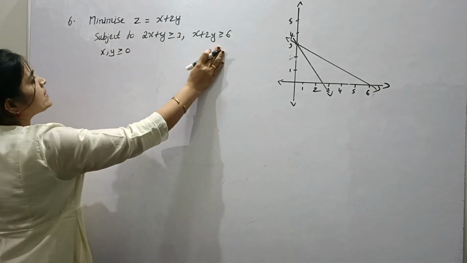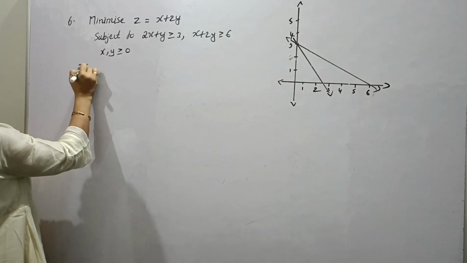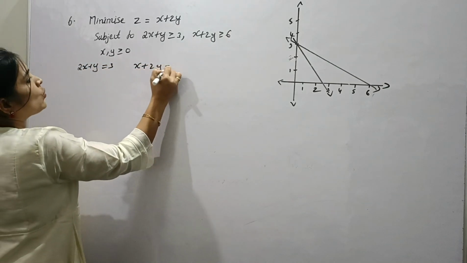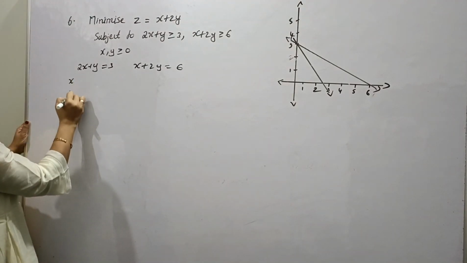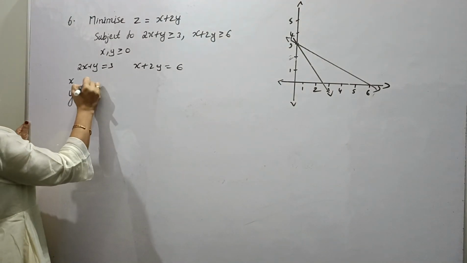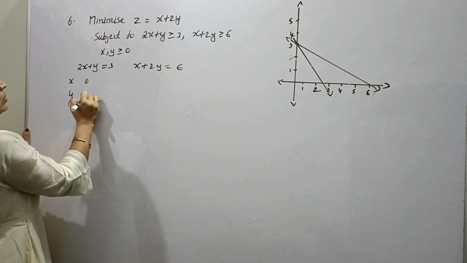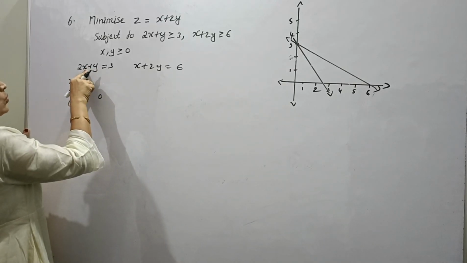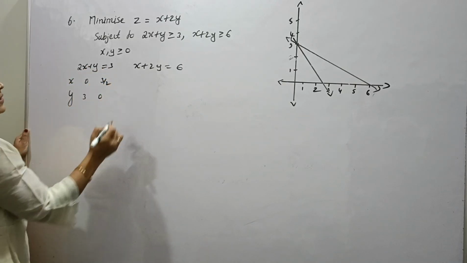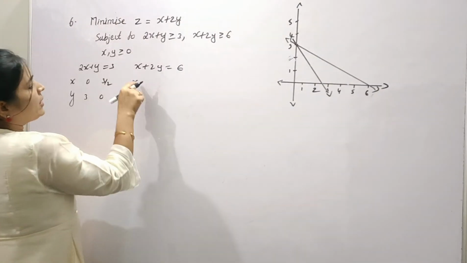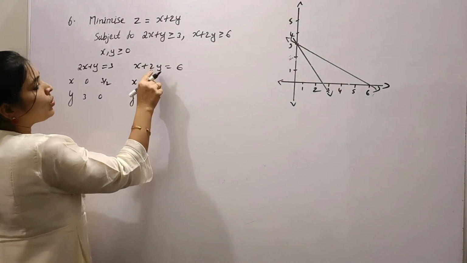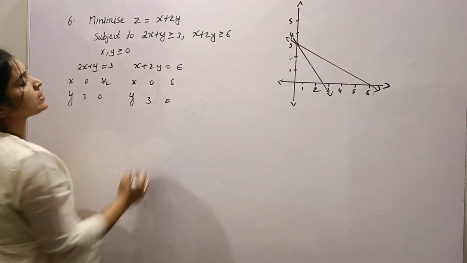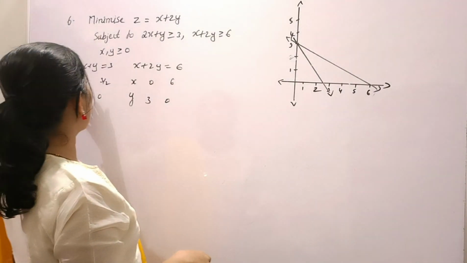So here let's consider these two inequalities. 2x plus y is equal to 3, x plus 2y is equal to 6. X, y, first of all put x is equal to 0, what you will get? Y is equal to 3. Put y is equal to 0, what you will get? X is equal to 3 by 2, right? Then x, y, here also put x is equal to 0, y is 3, put y is equal to 0, x is equal to 6. Now let's plot the points.